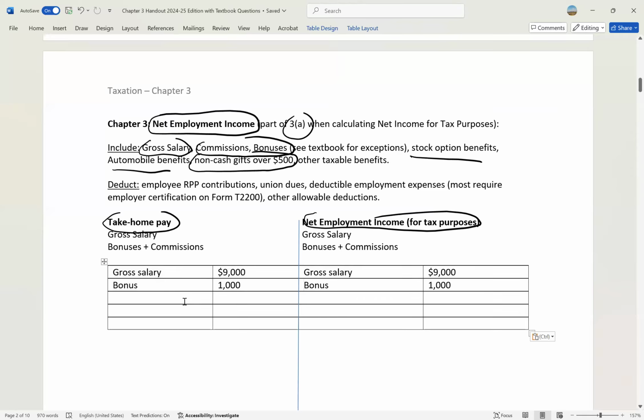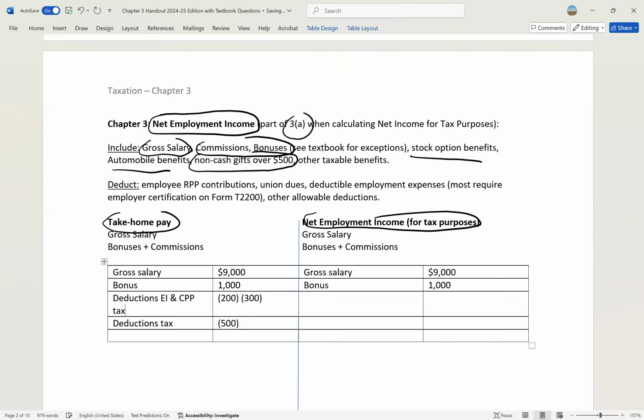When you work for a company, you get deductions for EI and CPP, and you also get deductions for income tax. So before you get paid, they're going to take off deductions for EI, they're going to take off deductions for CPP. I'm just making up some amounts here. And then they're also going to take out some deductions for income tax. Now, these amounts, the EI and CPP, those are tax credits.